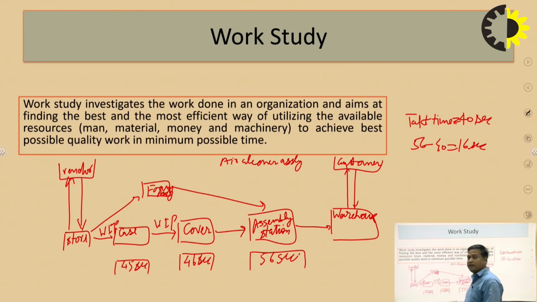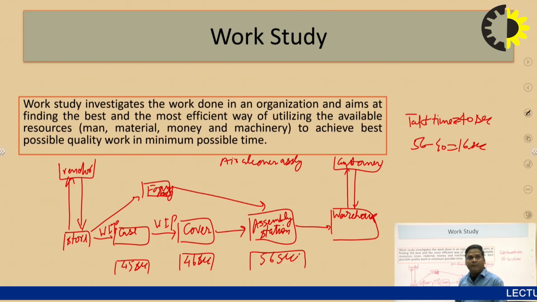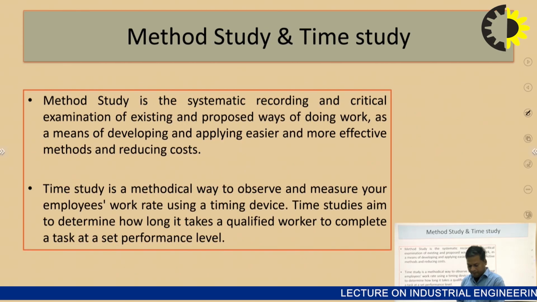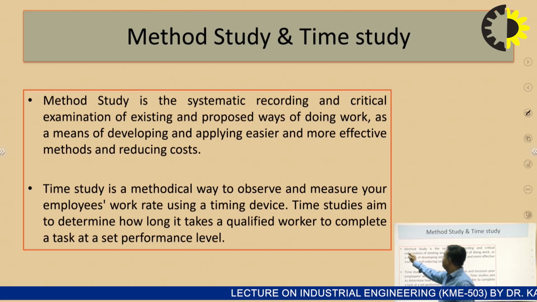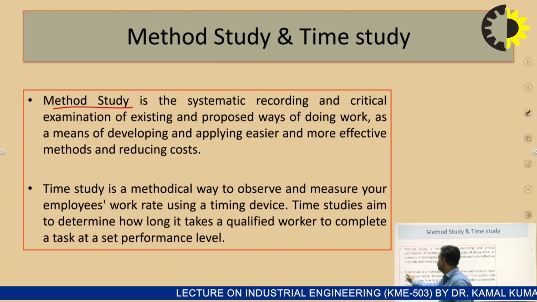We can also increase productivity by suggesting a similar or better method. We can eliminate unnecessary activity, and we can combine activities at the assembly stations. So this is the main objective of work study, and it has two components. One is method study, and the second is time study.